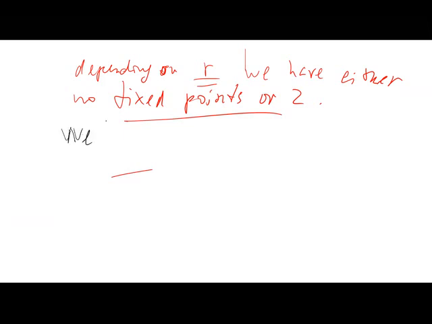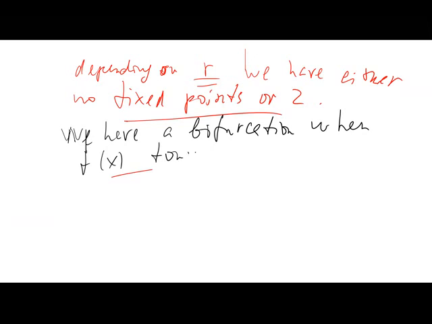We have a bifurcation when f touches the diagonal line. And this is the last type of bifurcation. I was not talking about this as far as I remember. It's called fold bifurcation.